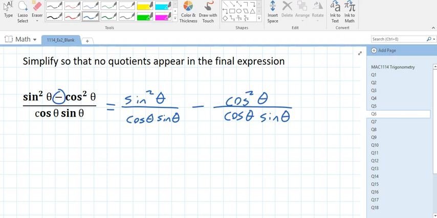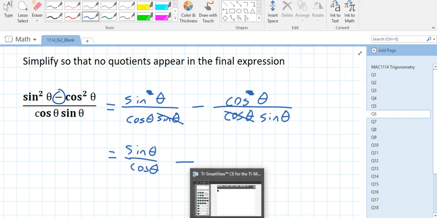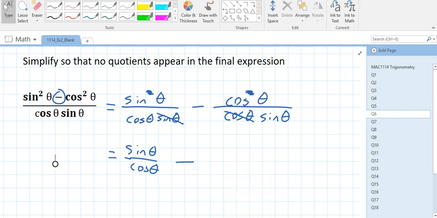And now from here, you should start to notice some things. What's going to happen? We can cancel. This sine cancels out with one of the sines that was up above. So that leaves us with sine theta over cosine theta. Minus, what's going to happen with the other guy? Yeah, my cosines will go away. This cosine takes out one of those two that was up above, which leaves us with cosine over sine.